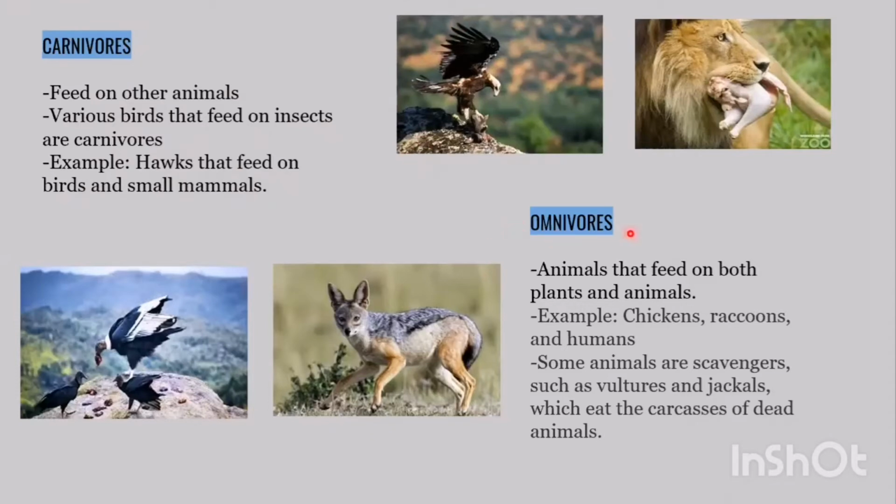Next is the omnivore. An omnivore is an animal that feeds on both animals and plants, which means an animal that eats animals and also plants. For example, chickens, raccoons, and humans. Some animals are scavengers, which means they eat the carcasses of dead animals. For example, vultures and jackals.